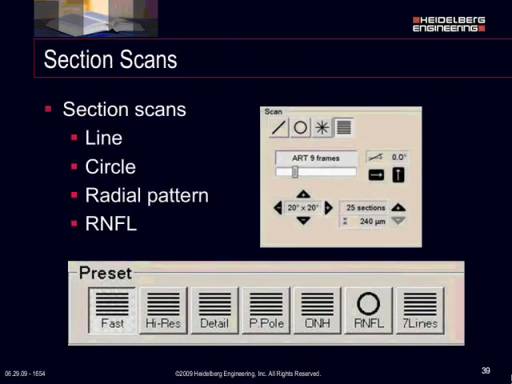Right. So besides the preset scans, the fast, the high-res, and the detailed scans, there are also section scans, the line, the circle, and the radial pattern, but also one of the section scans is the RNFL scan itself.